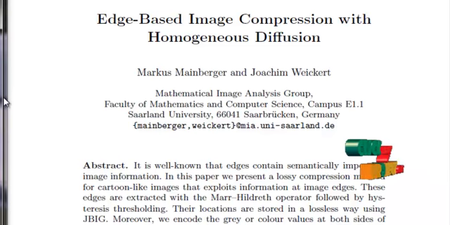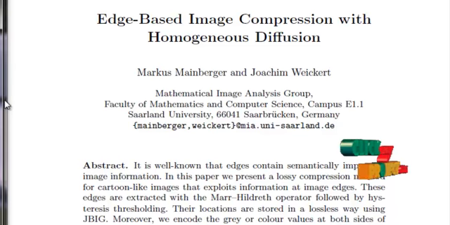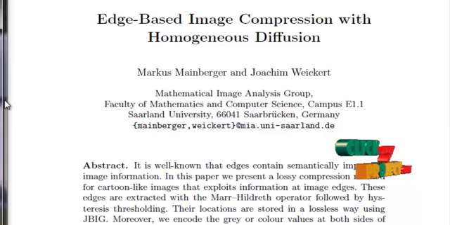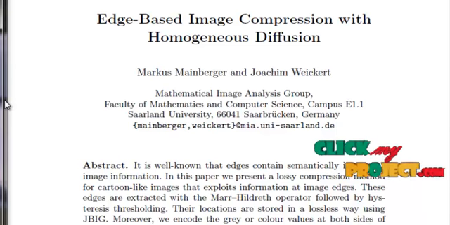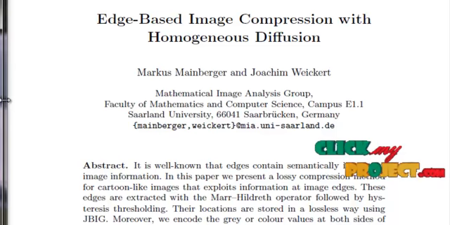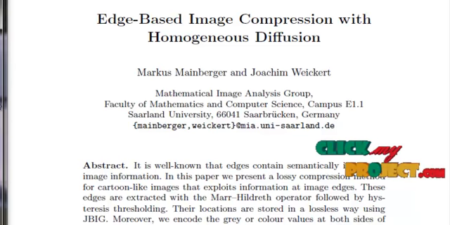It is well known that edges contain semantically important image information. In this paper, we present a lossy compression method for images that exploits its information at image edges. These edges are extracted with the Marr-Hildreth operator followed by heuristic thresholding. The locations are stored in a lossless way using JBIG.